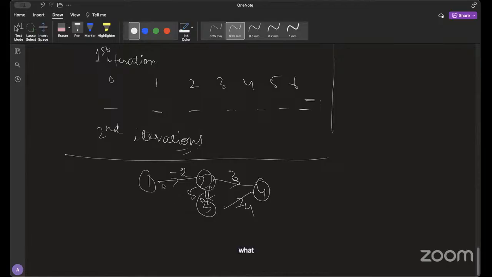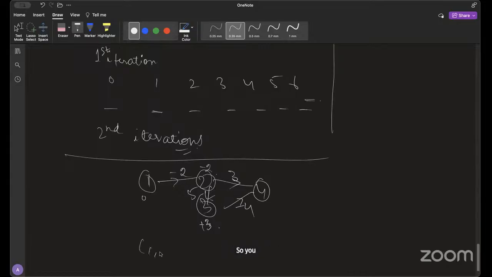What happens here is, in the first iteration, if you start from here, this will be at 0, then this is at -2. Then you go to this one, so -2 and 5 will be -3, right? Sorry, +3. This will be 3.